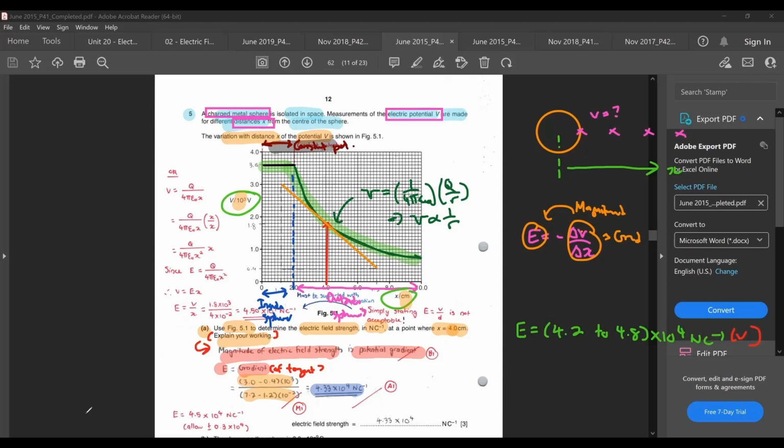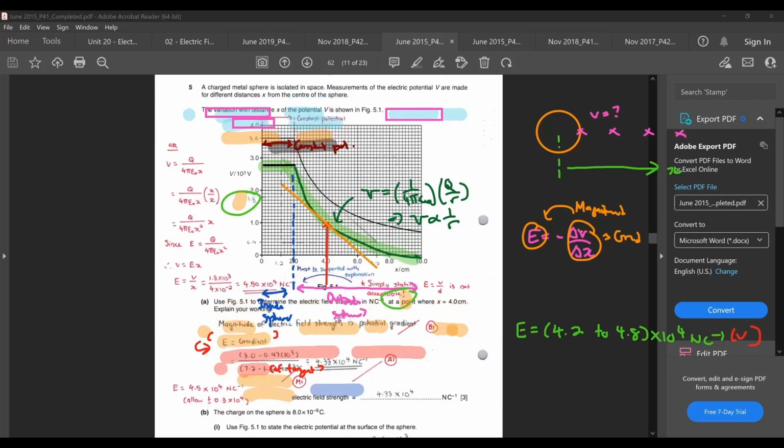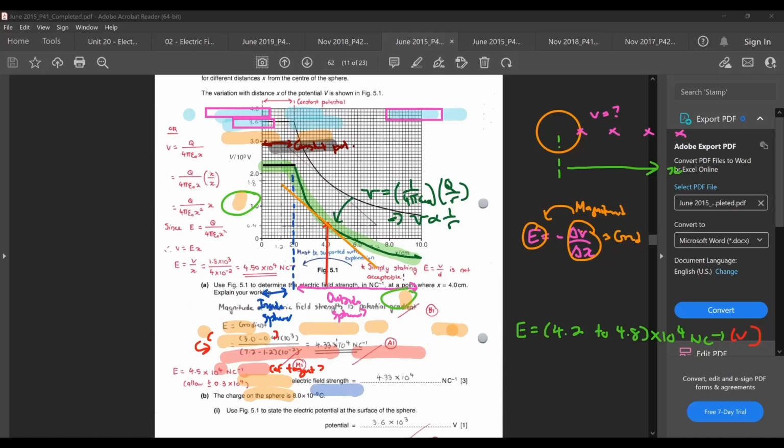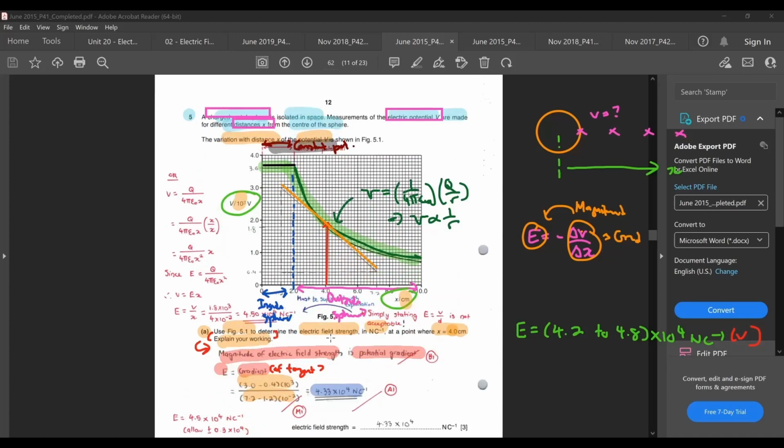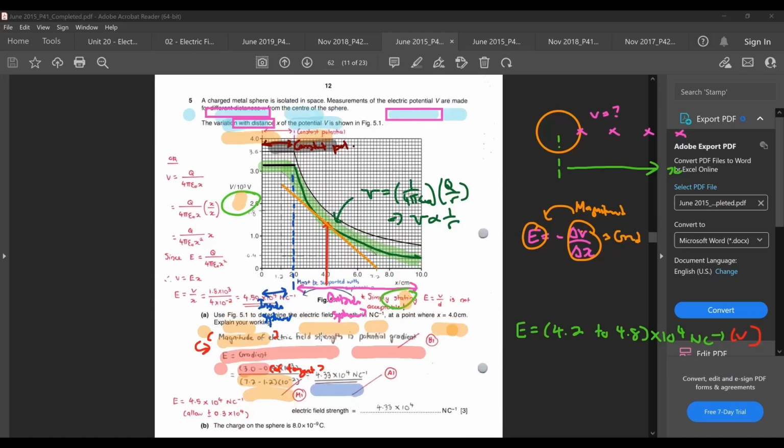So that is for this particular question. This one is not really that difficult. So that one is part A. How about for part B?